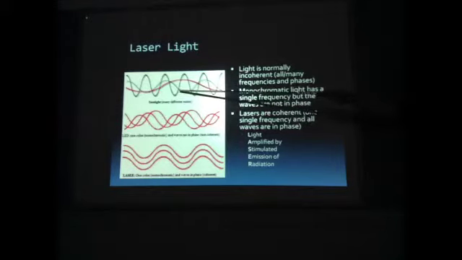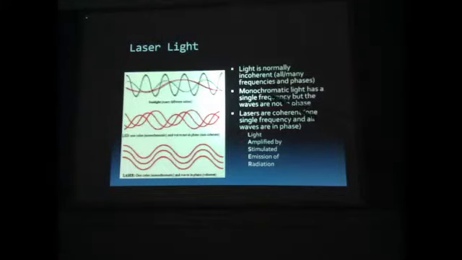Anyways, this is normal light. We call it incoherent. Normally light is incoherent. It has all or many frequencies, and they're all in different phases. Some are out of phase, some are in phase, some are red, some are blue, some are green. All different light at different phases we call incoherent. That's what normally light is.